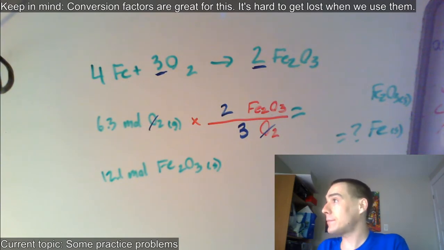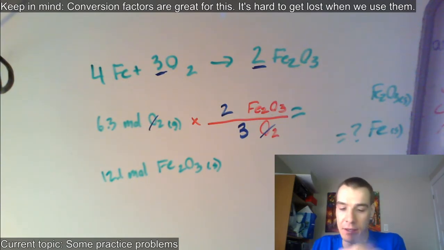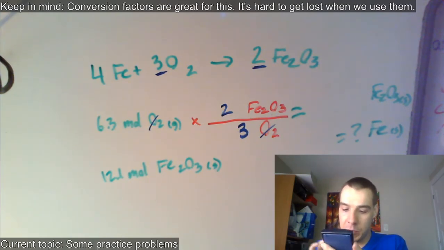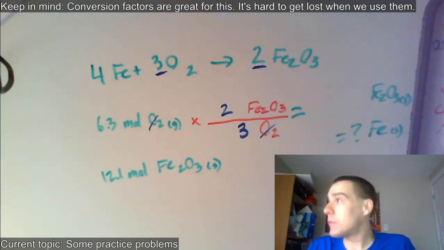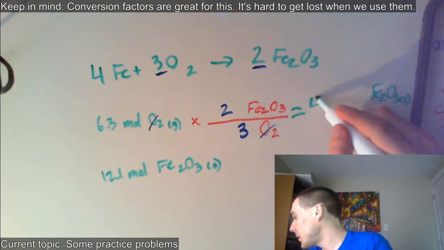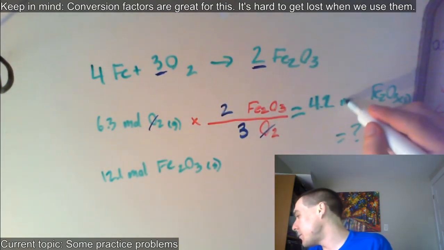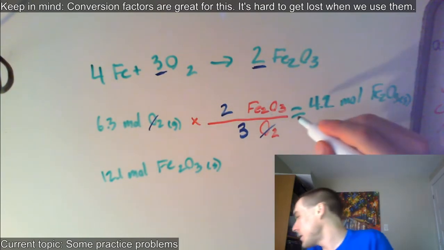So, 6.3 times 2 divide by 3. Let's try it out. That gives 4.2. But the moles is still there too, right? Remember, it's like 4.2 billion. It's 4.2 moles. 4.2 moles of Fe2O3, and that's our answer.